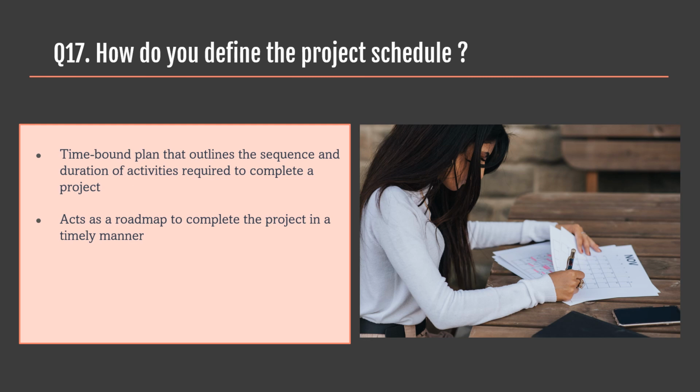Question number 17. How do you define the project schedule? The project schedule is a time-bound plan that outlines the sequence and duration of activities required to complete a project. It includes the start and finish dates of each activity, dependencies between activities, milestones, and the allocation of resources necessary for project execution. Mary, the project manager, developed a project schedule that served as a roadmap for the project to ensure that the tasks were completed in a timely manner to achieve the project's objectives using various tools and techniques.